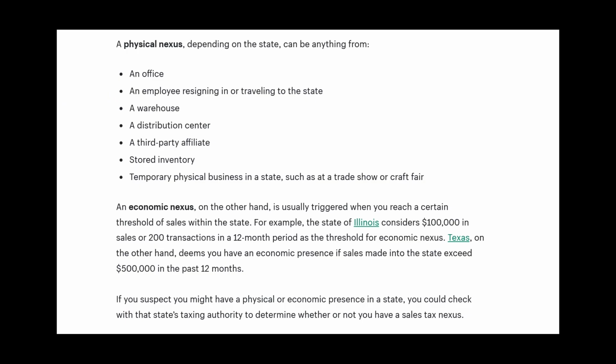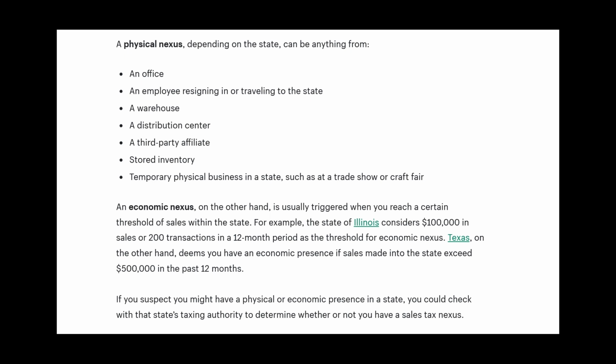There are two different ways that you can establish nexus in a particular state. Now, the first criteria is physical nexus. If your business has an office, an employee residing in or traveling to the state regularly, a warehouse, a distribution center, a third-party affiliate, stored inventory, or a temporary physical business in the state, such as a trade show or a craft fair, then you hold physical nexus in that state. The state in which your business is registered is going to be a for sure state that you hold nexus in.